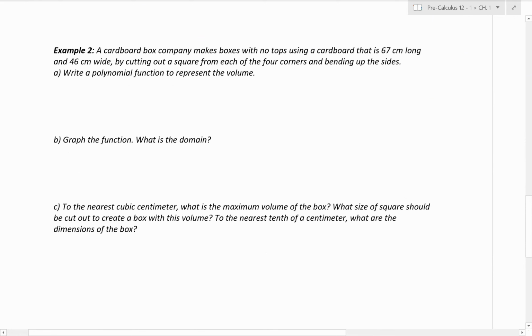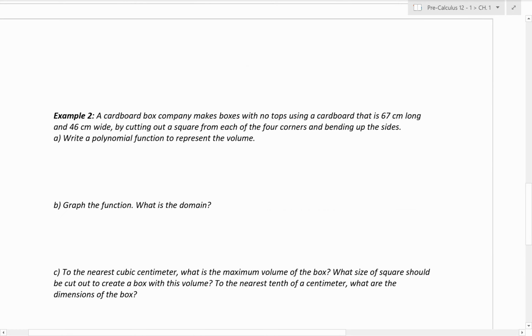It says a cardboard box company makes boxes with no tops using a cardboard that is 67 centimeters long and 46 centimeters wide. By cutting out a square from each of the four corners and bending up the sides, we form the box, right? So like this. If we have a cardboard, it looks like this. If we cut, and this is 67 by 46 centimeters.